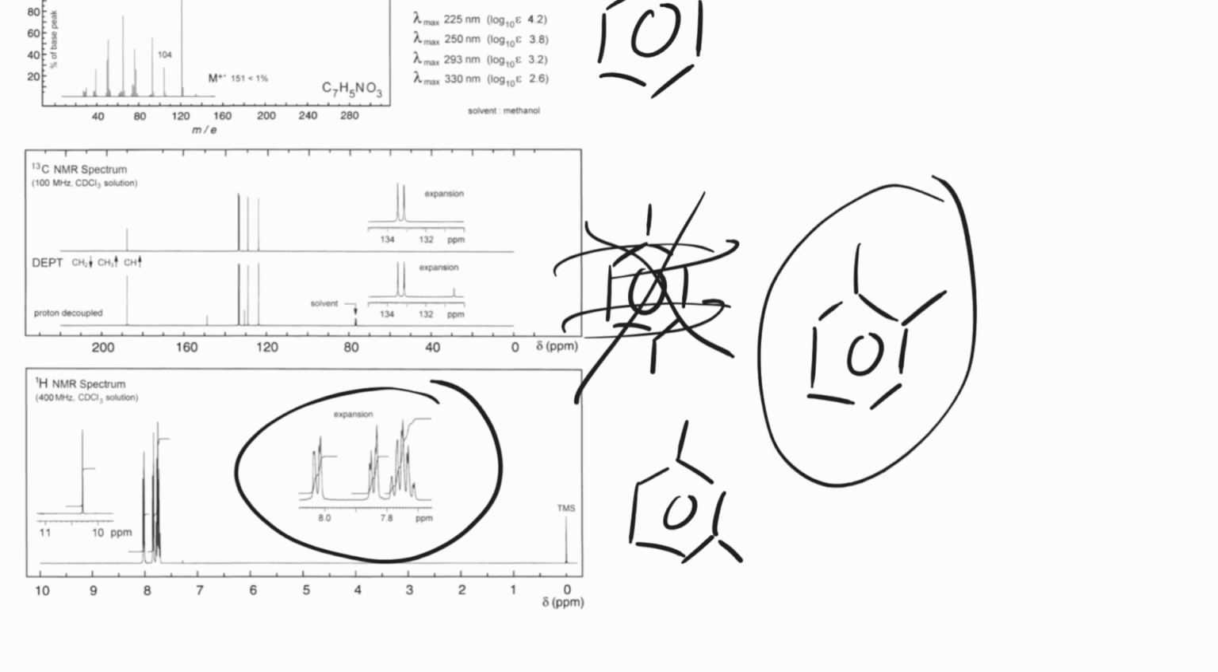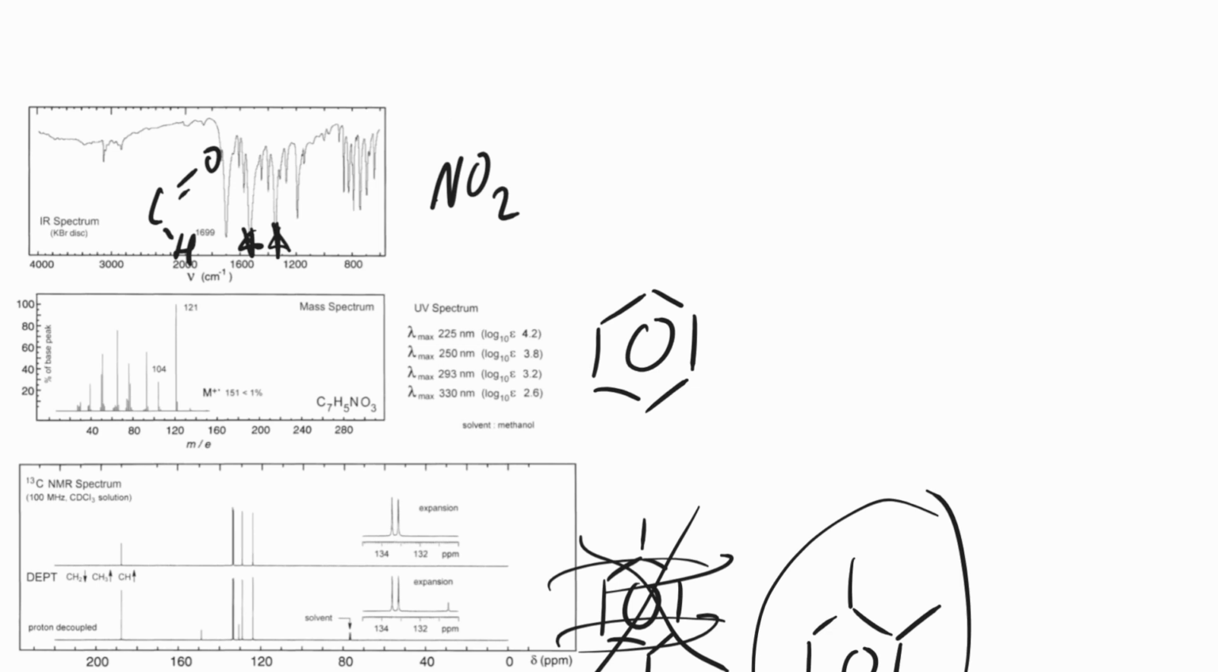Our remaining options are meta-substitution and ortho-substitution. And of the two, it is the ortho-substituted that makes the most sense when we look at the shape of that splitting. We have 2 peaks that look roughly like doublets, and then it looks like we have a quintuplet, but in reality, it's probably just 2 overlapping triplets. Putting all of this together, our final structure looks like this.